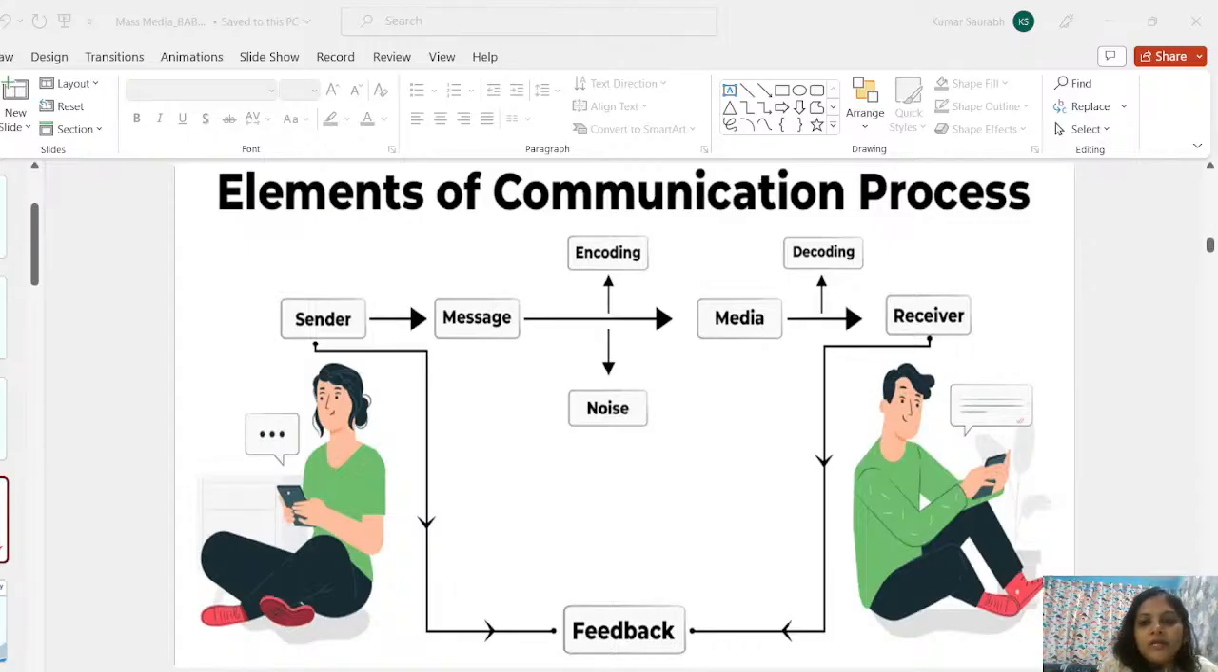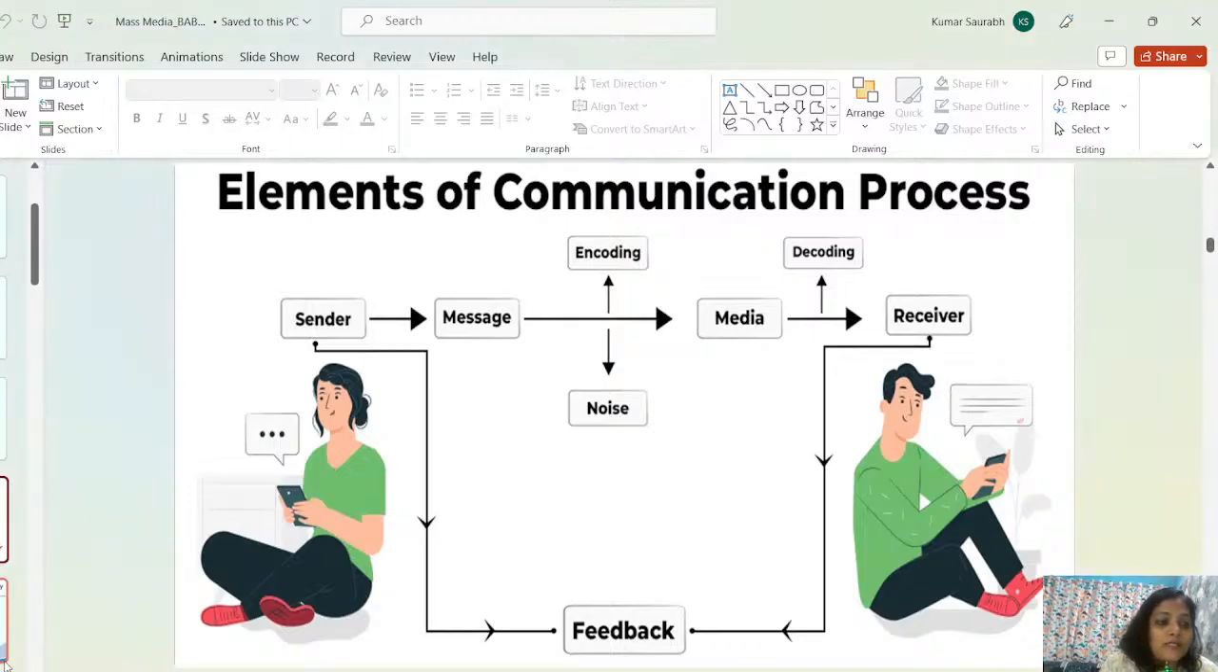Then the receiver sends feedback to the sender. You get that message, then you type again, you give your feedback, and that feedback goes back to the sender. That is the reason I said earlier that communication is a systematic as well as a continuous process. It is an ongoing process. So this is the reason.